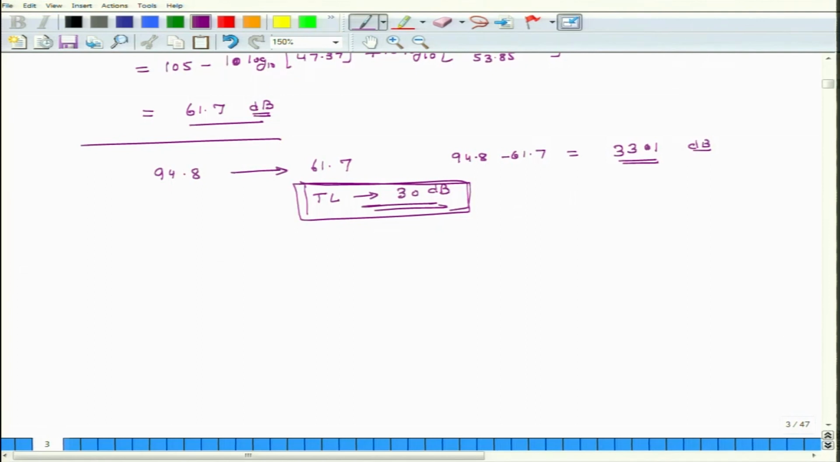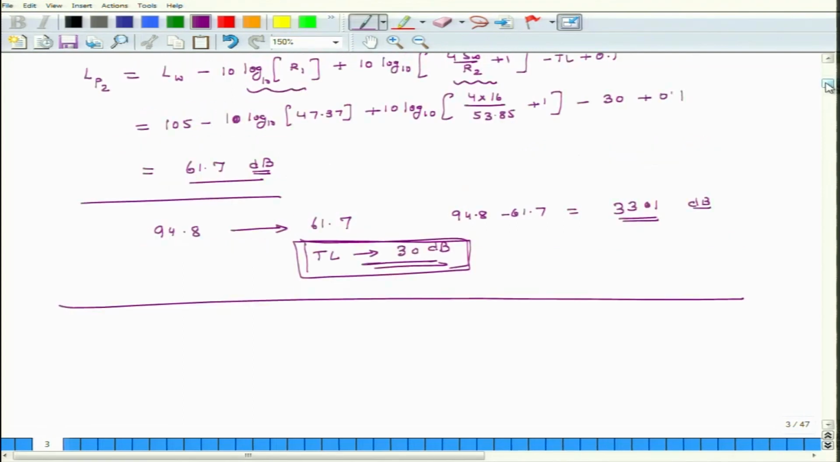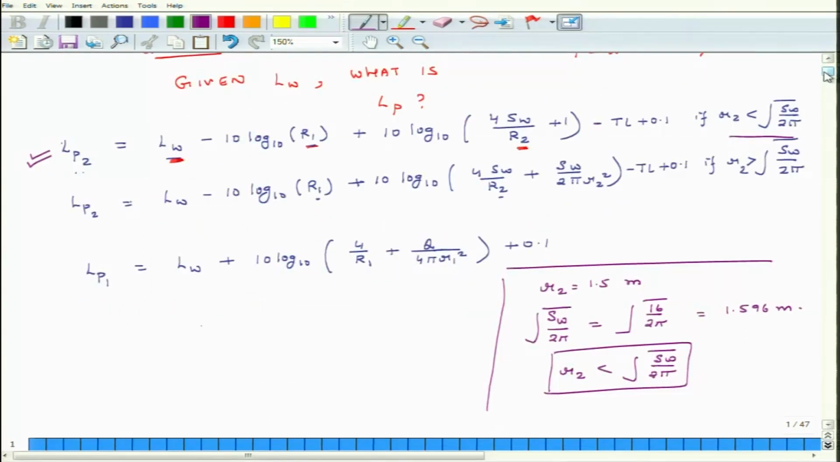Also, I wanted to give you some understanding of what kind of reductions we can achieve if we play with room constants. So, we had seen that the sound pressure level in the second room is dependent on R1, it is also dependent on R2. So, here is some estimate.